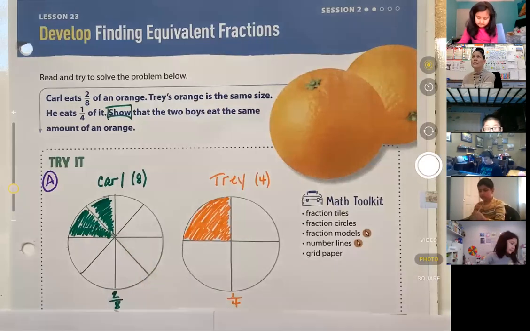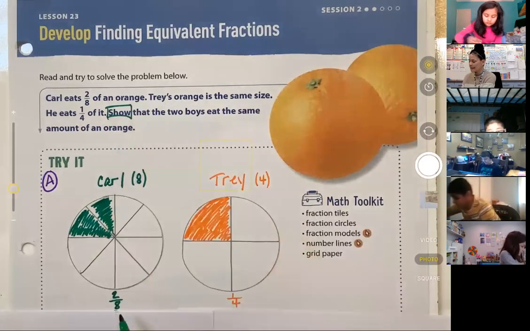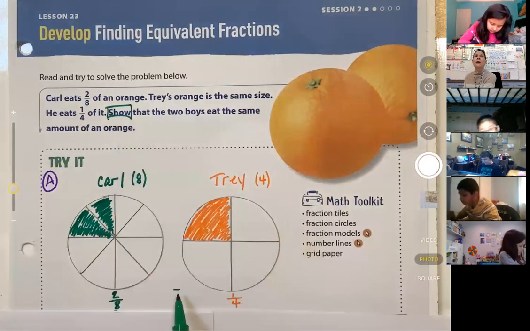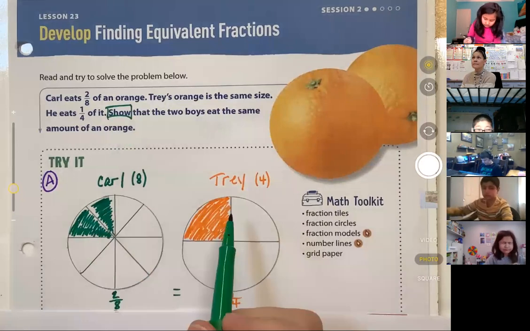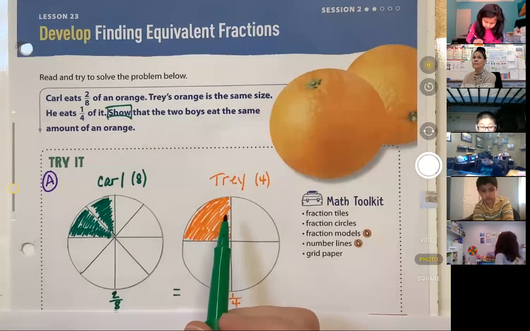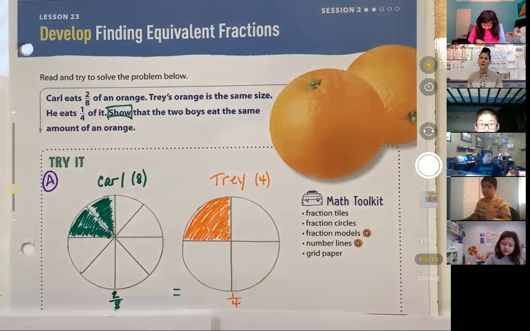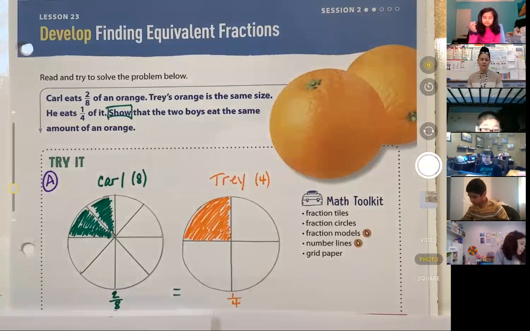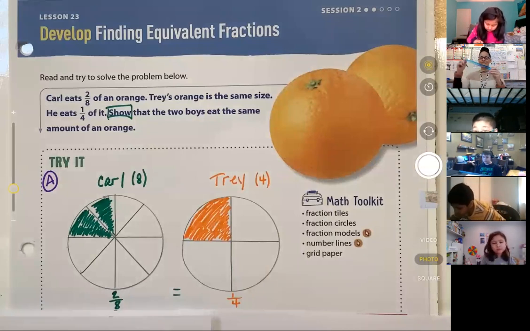So yes, we have just shown that 2/8 equals 1/4. This is equivalent. Now, there is another way that we can model this, and we can model this with number lines. So I do want to share that with you now. Here we go. This is where, of course, the ruler might come in.